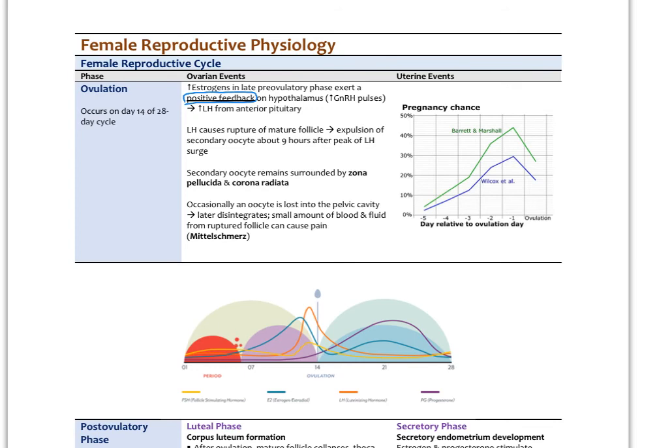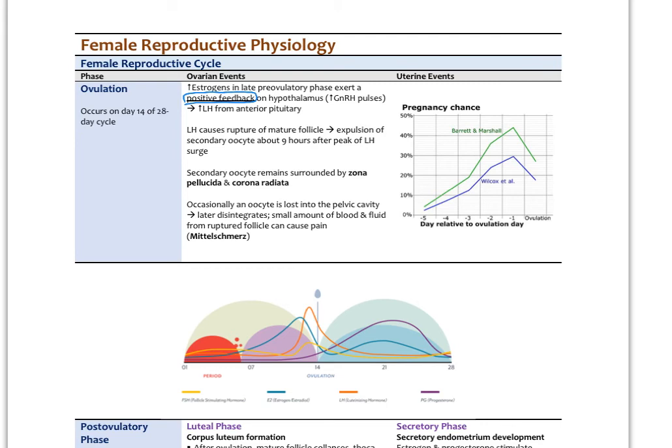Occasionally, though, the oocyte can be lost into the pelvic cavity. It doesn't go into the fallopian tube, and it disintegrates. Also, a small amount of blood and fluid from a ruptured follicle can cause pain, and that is what's known as Mittelschmerz pain. So Mittelschmerz is the ovulation pain that can happen there.